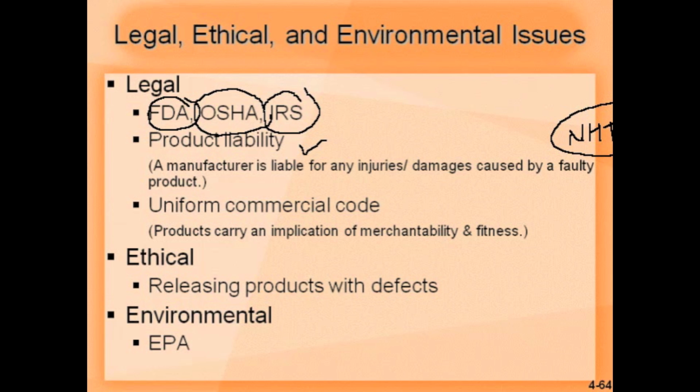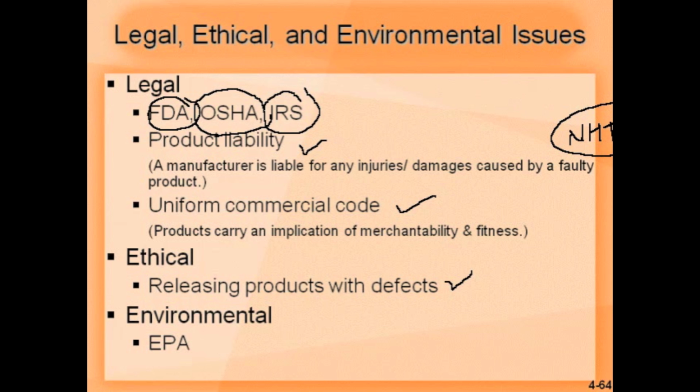There is the uniform commercial code. Products carry an implication of merchantability and fitness for use. When a product is sold to the customer, it should be fit to use. The manufacturer should not be selling something which is not fit for use, in the sense of its intended purpose. That is governed by the uniform commercial code. And then there are ethical issues like releasing products with defects. That will obviously create a problem for a company which is doing such a thing.